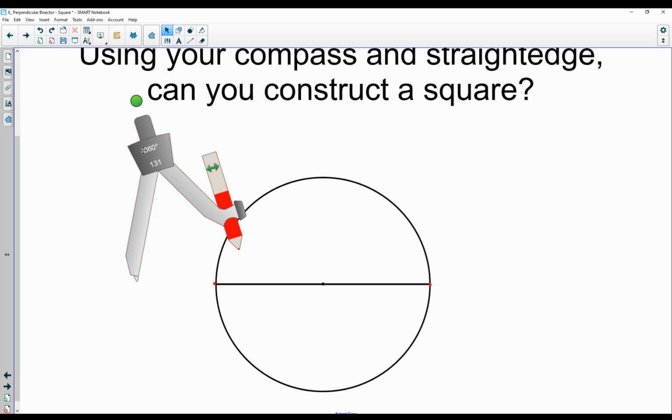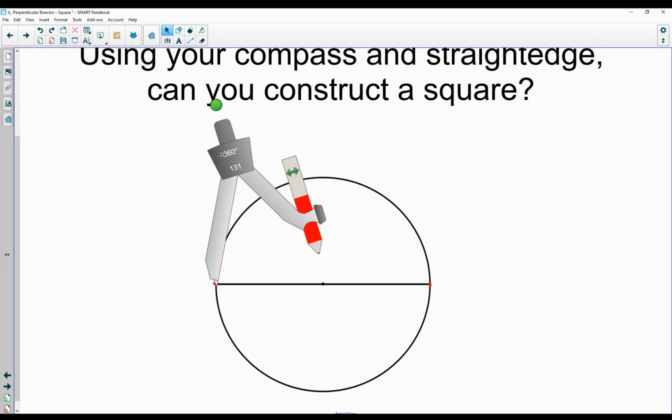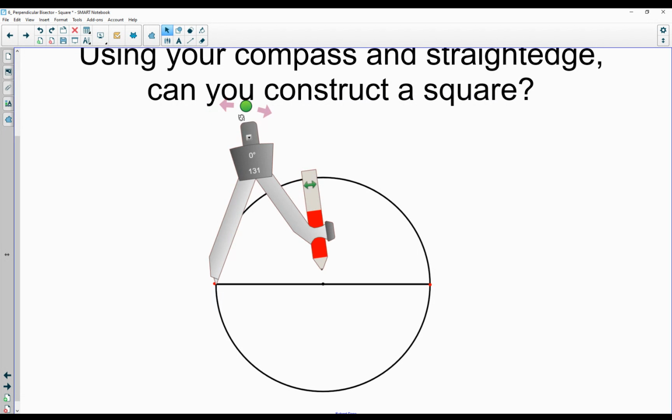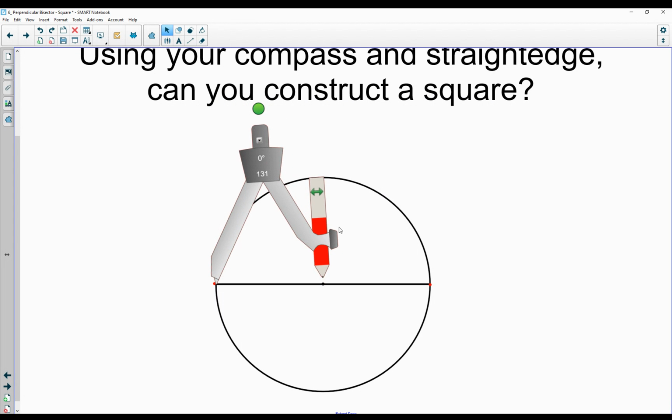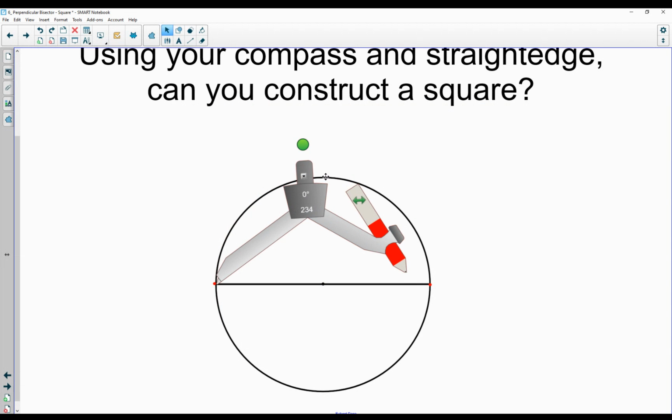So now you have a segment, and you're going to construct the perpendicular bisector of the diameter. I'm going to take my compass, I'm going to one end point. I have to go more than halfway. So I'm going to go all the way here. And now I'm going to do the perpendicular bisector.